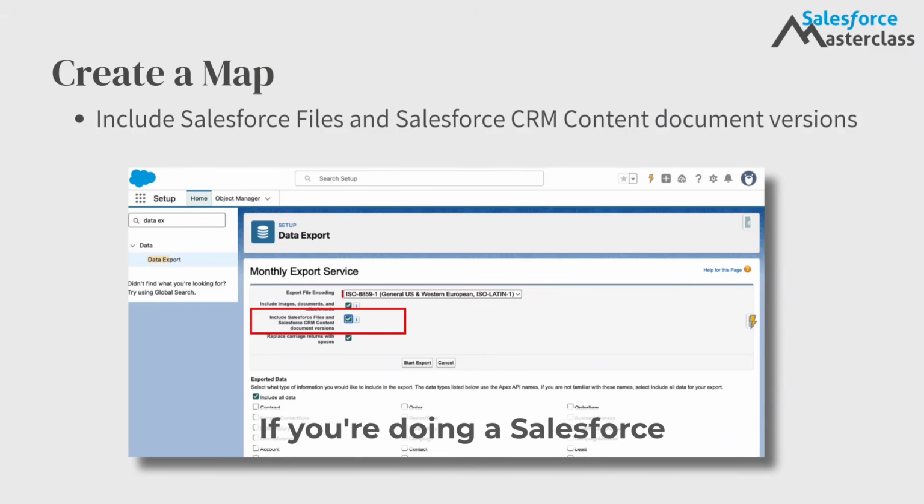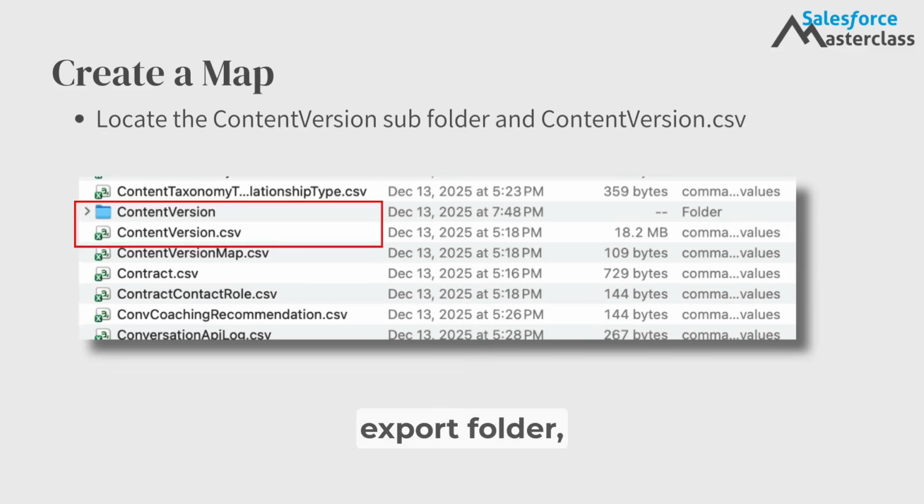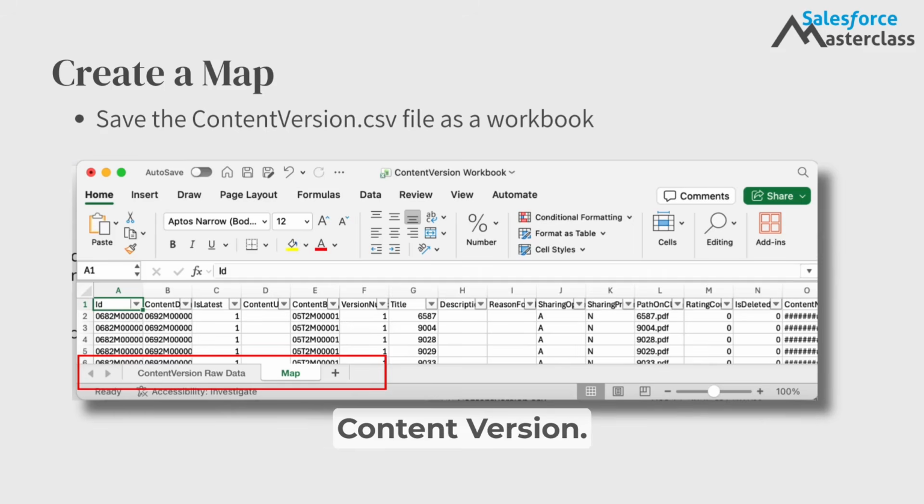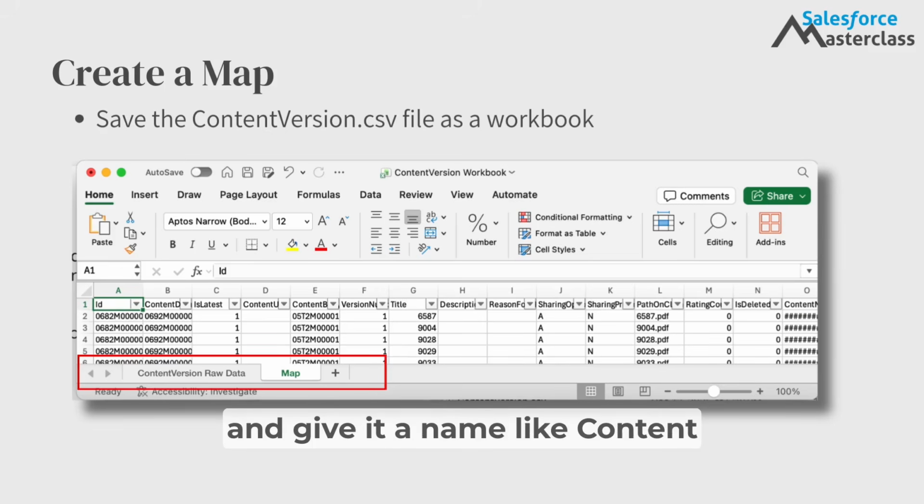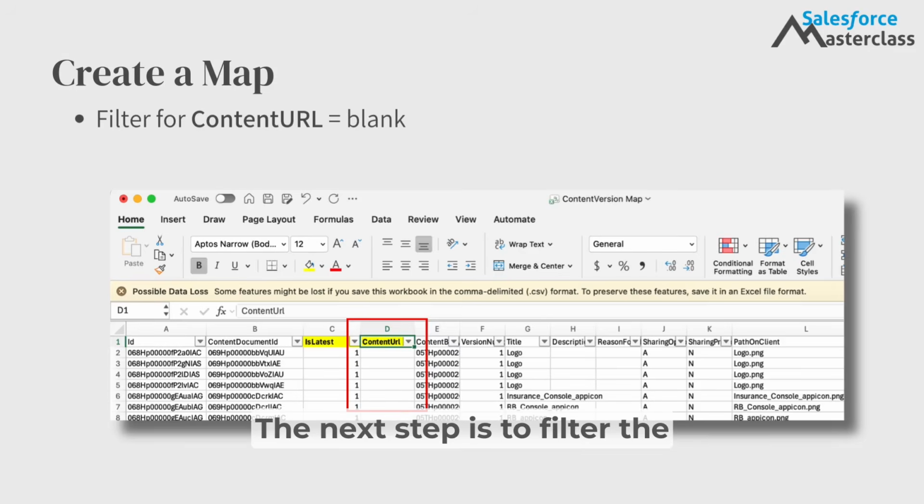If you're doing a Salesforce to Salesforce migration, navigate to the source database and order a full backup, and check the box to include Salesforce files and Salesforce CRM content document versions. When you receive the export folder, look for the content version subfolder and the CSV named content version. Do a save as on the content version CSV, save it as an Excel workbook, and give it a name like content version workbook. The next step is to filter the records to only include rows where content URL equals blank, so you're not including any non-file records in your dataset.